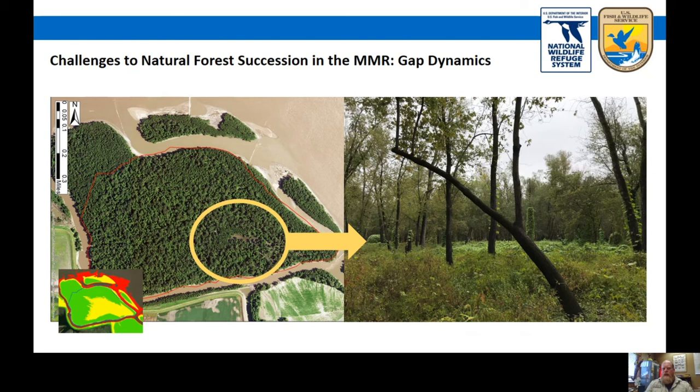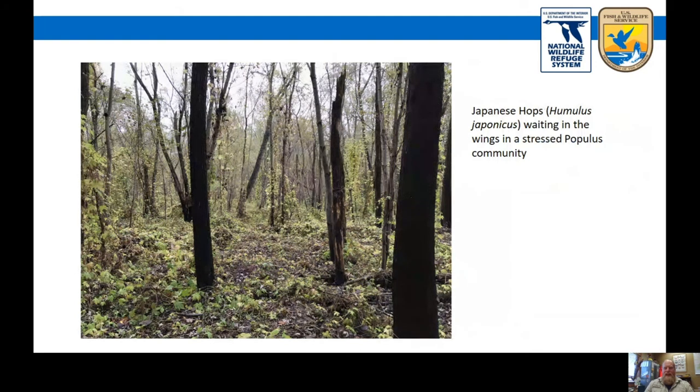And that flood has killed the overstory over a period of years and left a very happy hops community. As you can see on the right, it's even starting to act a little bit like kudzu, coating everything and climbing up some snags. Another photo here of Japanese hops waiting in the wings in a stressed populous community on a different island division.